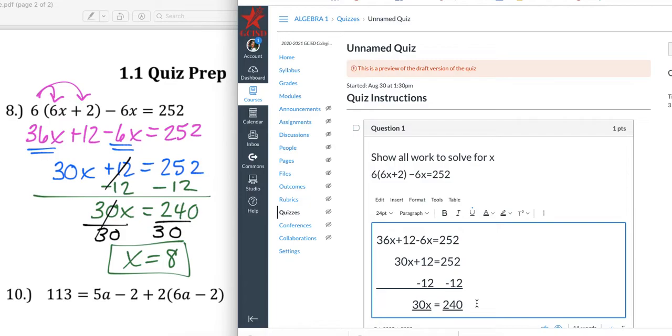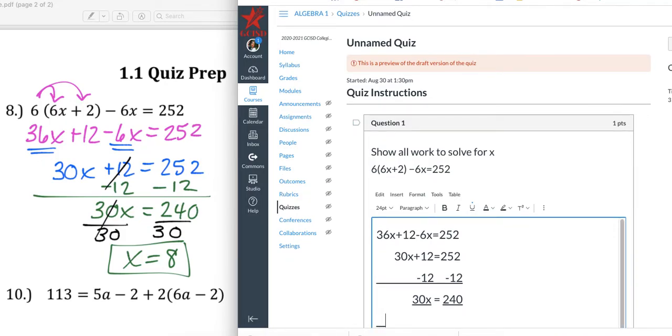Now that I know that I have that, I'm going to push enter. I'm going to go over space, space, space, space, space, but I don't want that underline, okay? So if I forget to take it off, go back to the beginning, turn the underline off. You'll notice that little blue arrow appears right here. When it's on, if I click it again, the blue arrow goes away. Now I'm not underlined. I'm going to move over and divide by 30 on both sides.